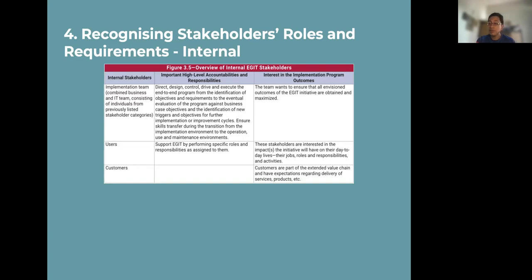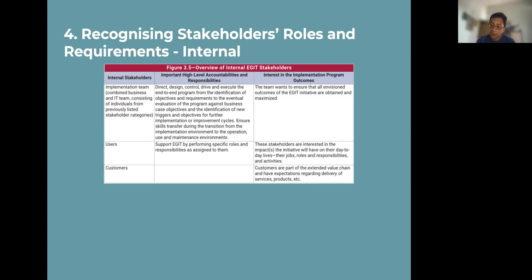And also we will have the users as well. They also need to support EJIT by performing specific roles and responsibilities that are assigned to them. Sometimes some of them are provided, like the IT representatives or IT technical support, something like that, that lies on the user side there. Their interest is the impact of the initiative on their daily activities. They need IT so much actually. That's why they need to understand and support all the IT initiatives related to the ones already identified previously.